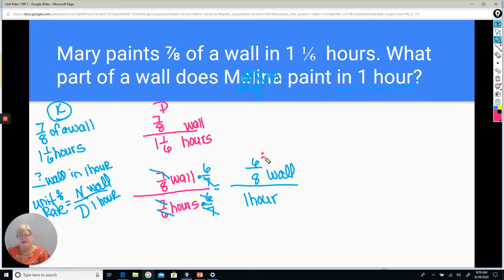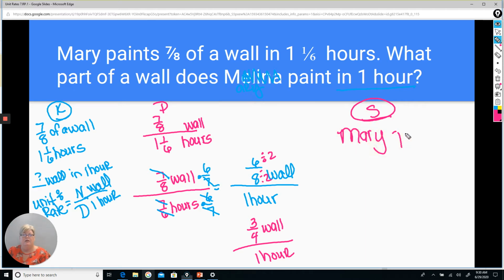Now, we can simplify this by dividing by 2, and that's going to give me 3/4 of a wall in 1 hour. And then I need to answer in statement form. So Mary paints 3/4 of the wall in 1 hour.